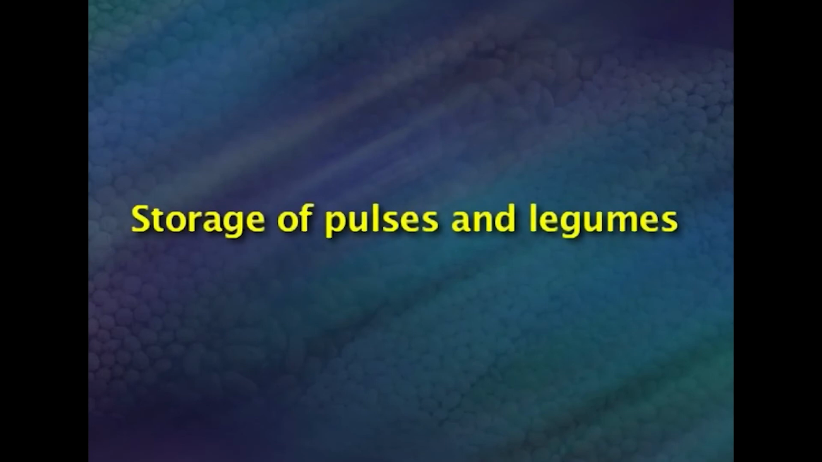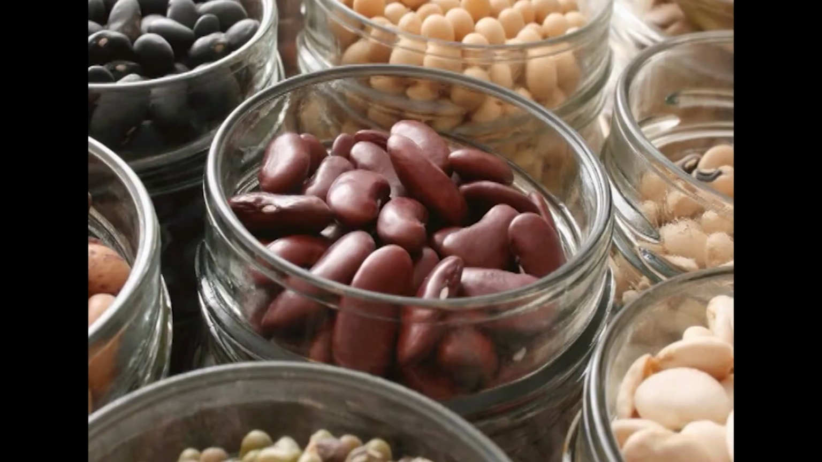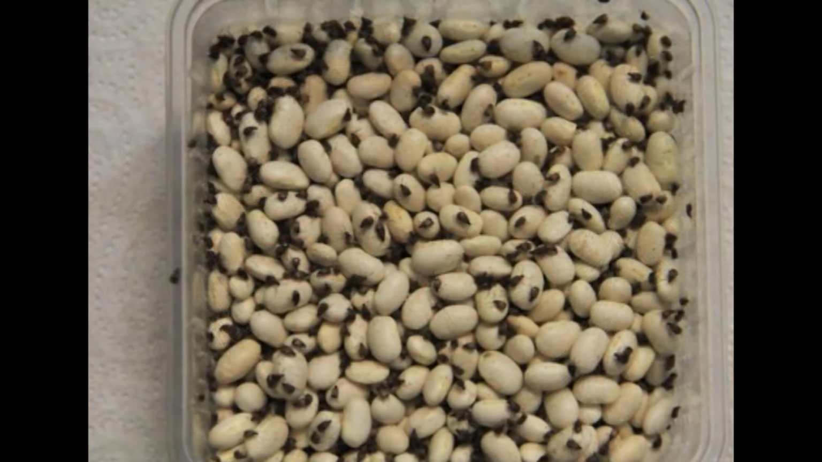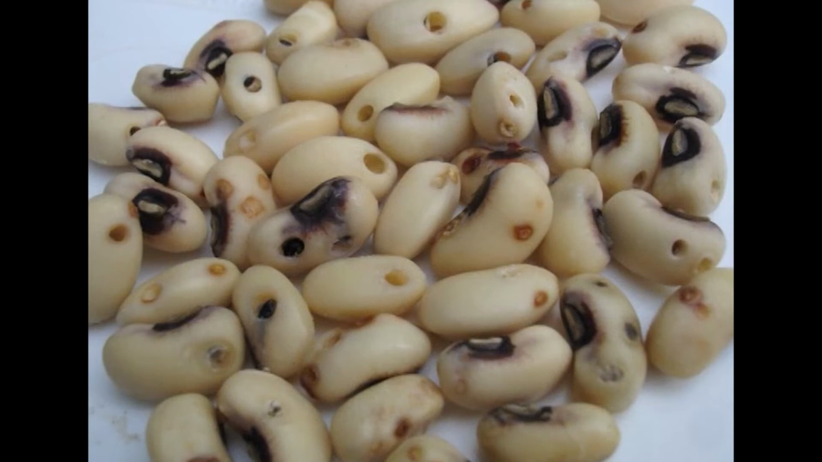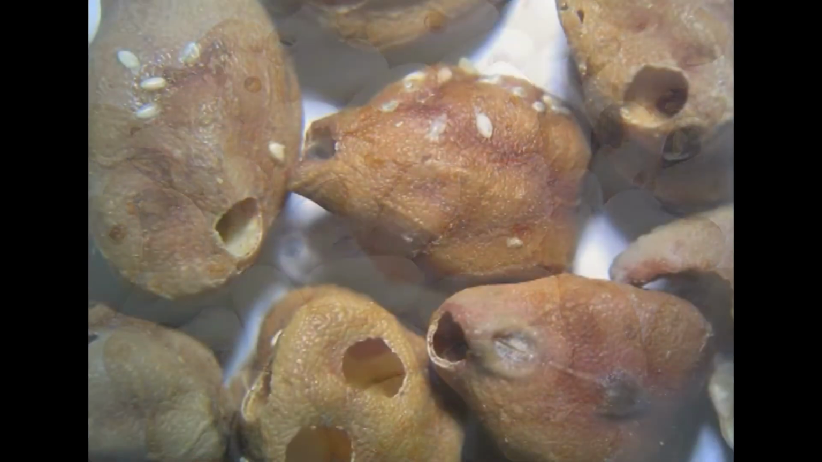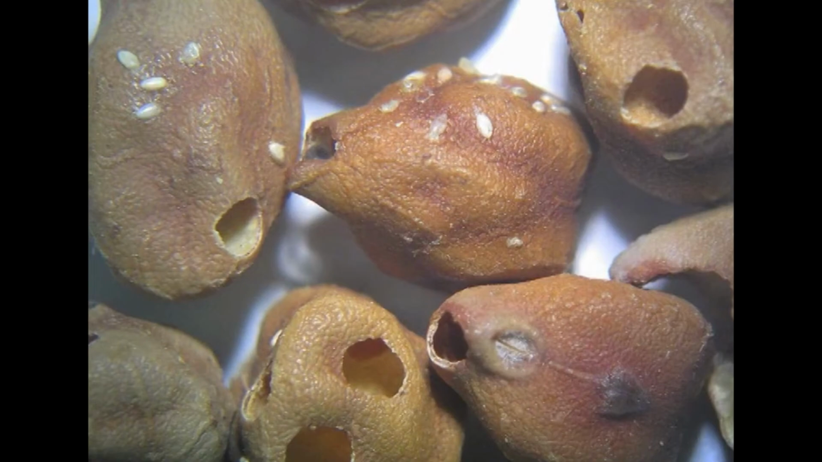Now, storage of pulses and legumes. Pulses can remain in edible condition for several years if properly stored. Pulses are more difficult to store than cereals and suffer much greater damage by insects and microorganisms. This not only results in quantitative loss, but also qualitative reduction in nutritive value because of loss of vitamins and deterioration of protein quality.